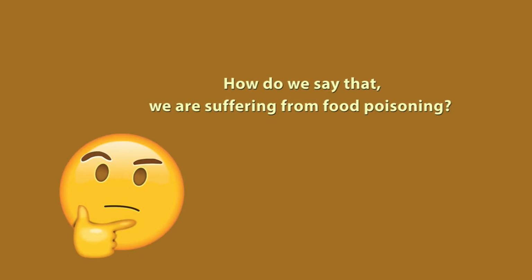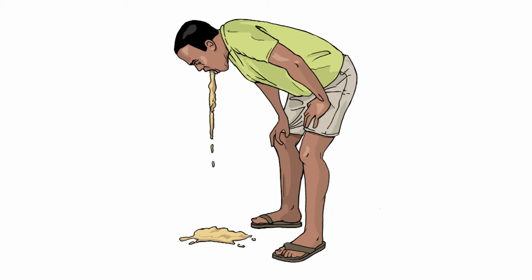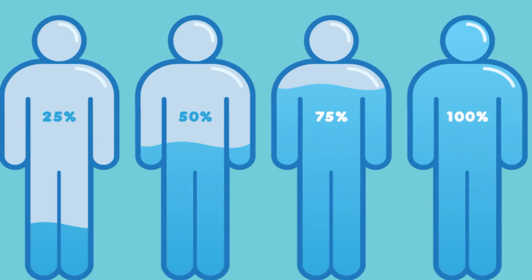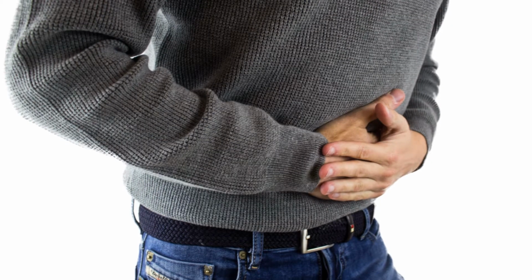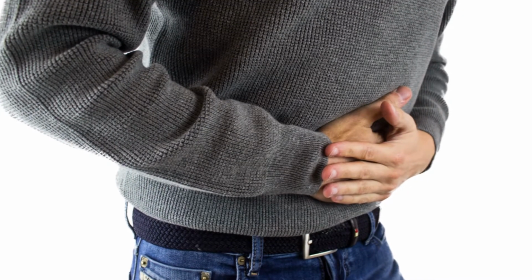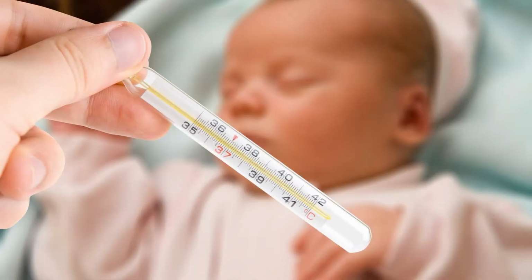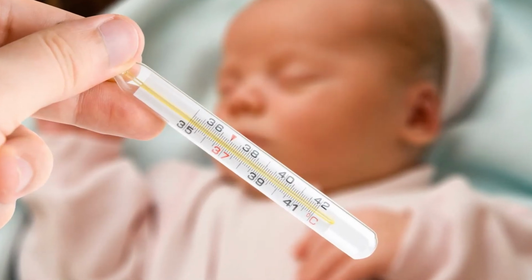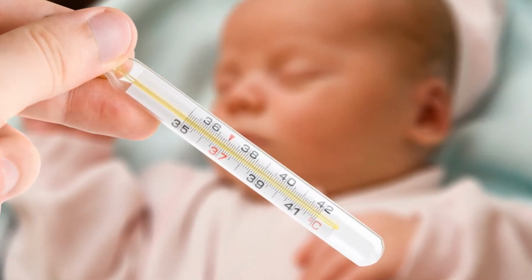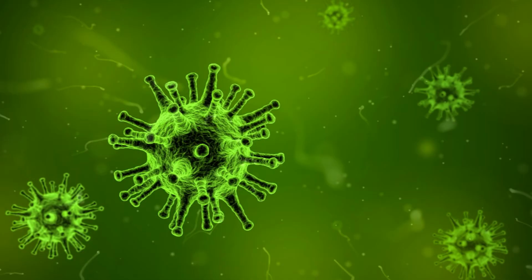How do we know that we are suffering from food poisoning? The first signs of food poisoning are frequent vomiting, diarrhea, and dehydration, even before we experience abdominal pain. Fever is also a sign of food poisoning. Every contaminant has an ideal condition, and they vary from bacteria to virus.